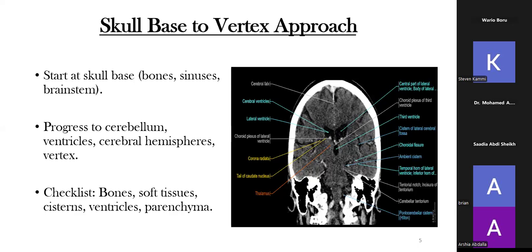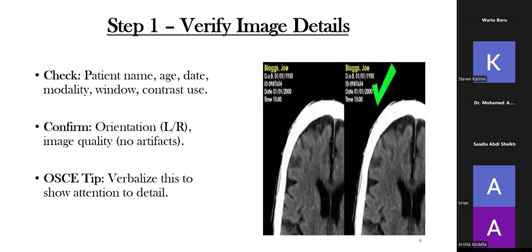So again, on the right side, I have a coronal scan that shows us the progression coming down from the skull base all the way towards the vertex. So again, I keep on insisting, ladies and gentlemen, I want us to go through in a systematic manner. Next slide, please.